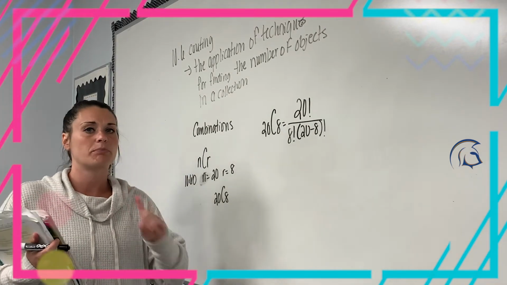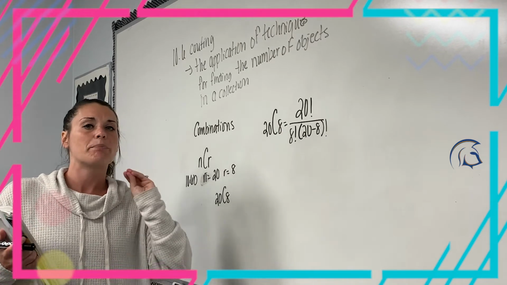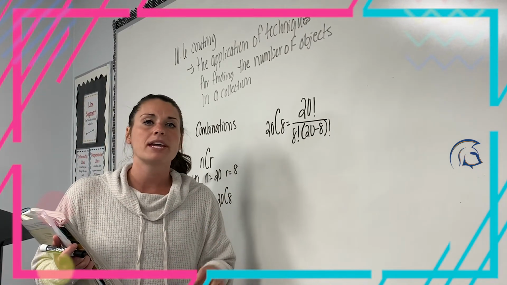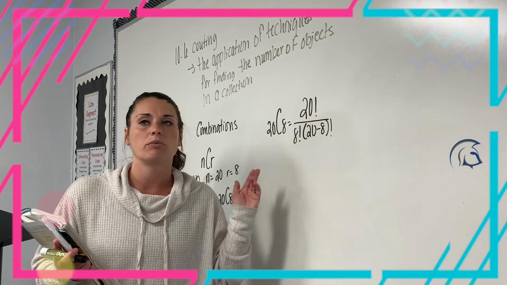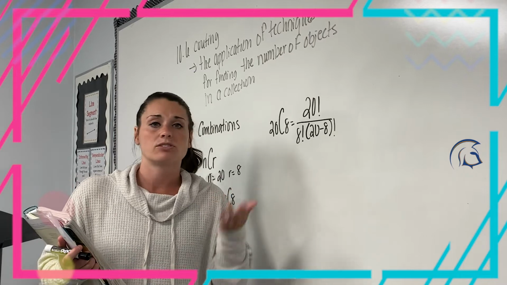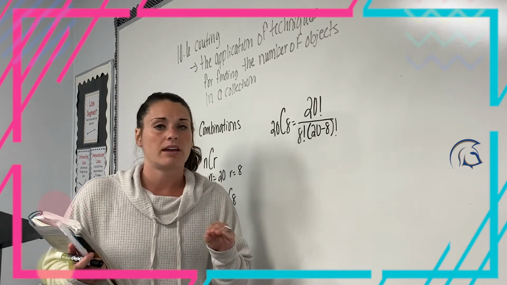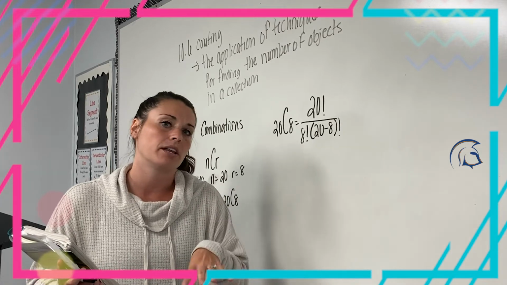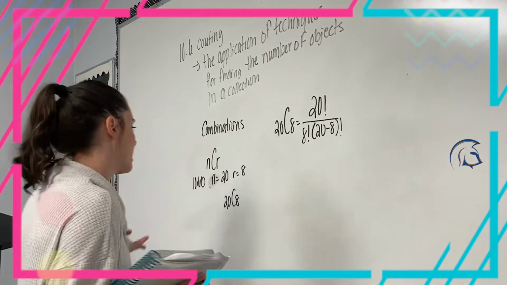The difference between a permutation is it is not a particular order. It will not say first, second, or third place, gold, silver, bronze. It will not say president, vice president, secretary. It will not say that. It'll just ask you for how many different ways can you get a number out of a total amount, okay?